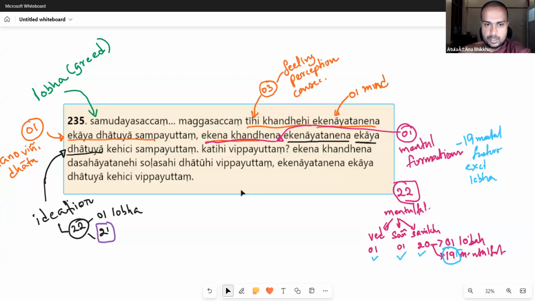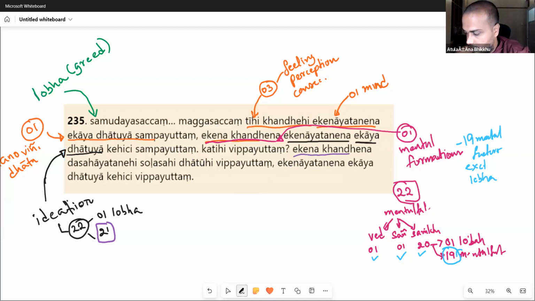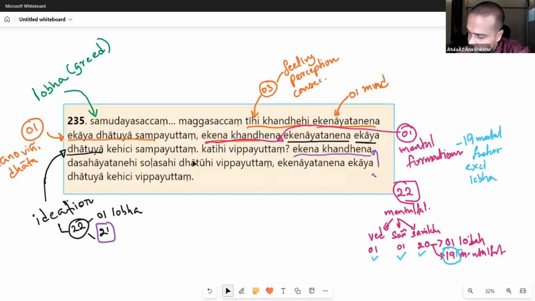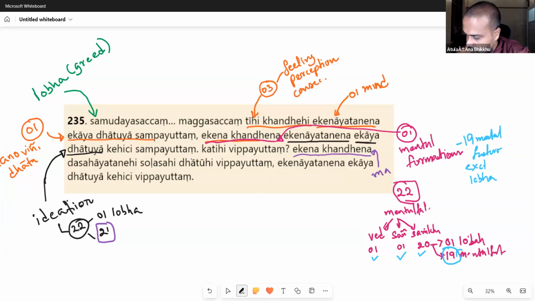Okay, so now we move to the next part, which is the disassociation. For the disassociation, it's quite easy. So it says ekena khandena dasahayatanehi solasai dhatuve vipayukta. So it is disassociated with one aggregate, which is quite easy. It's the rupa, the matter aggregate. Then it says dasahayatanehi, right?